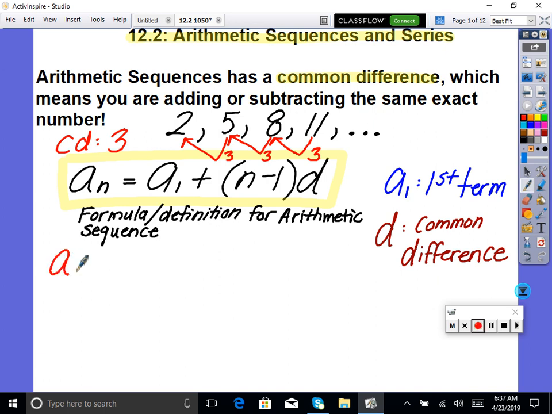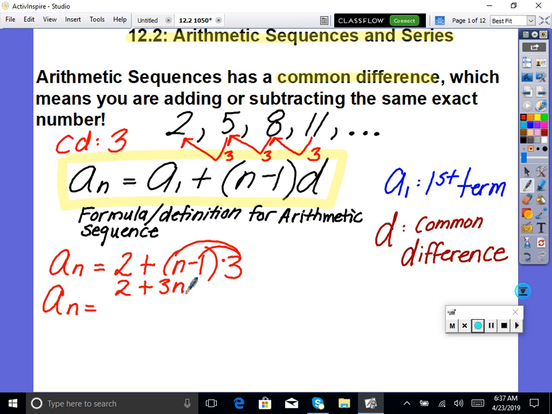So you'd say a sub n is equal to our first term, 2, plus n minus 1, and then our common difference is 3, so times 3. Now we do want to get in the habit of simplifying this. So a sub n is equal to, we distribute our 3 in, so we have 2 plus 3n minus 3. Then you combine like terms, so you have 3n minus 1. So now there's your general formula.